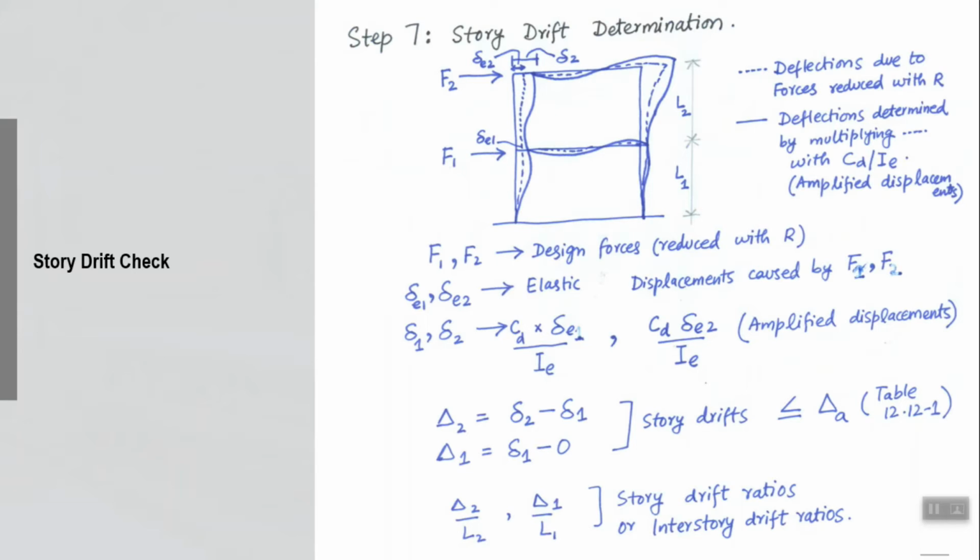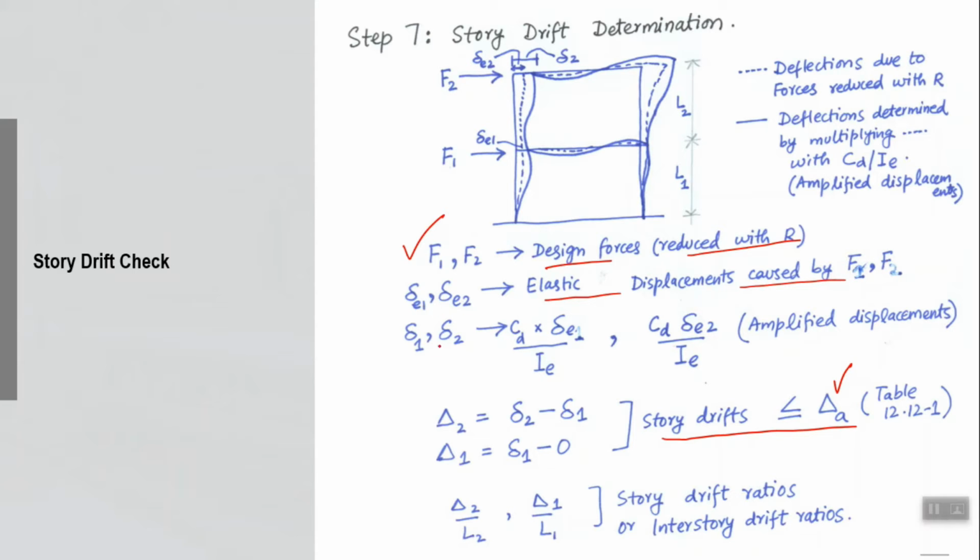So then the next step is the story drift determination, where you have to ensure that the story drifts are all less than an allowable value which comes from this table 12.12-1. So how do you calculate story drift? First you calculate the story displacements when you apply the design forces which are already reduced with R. So you apply F1, F2, F3, Fn, and then calculate the elastic displacement caused by those reduced design forces.